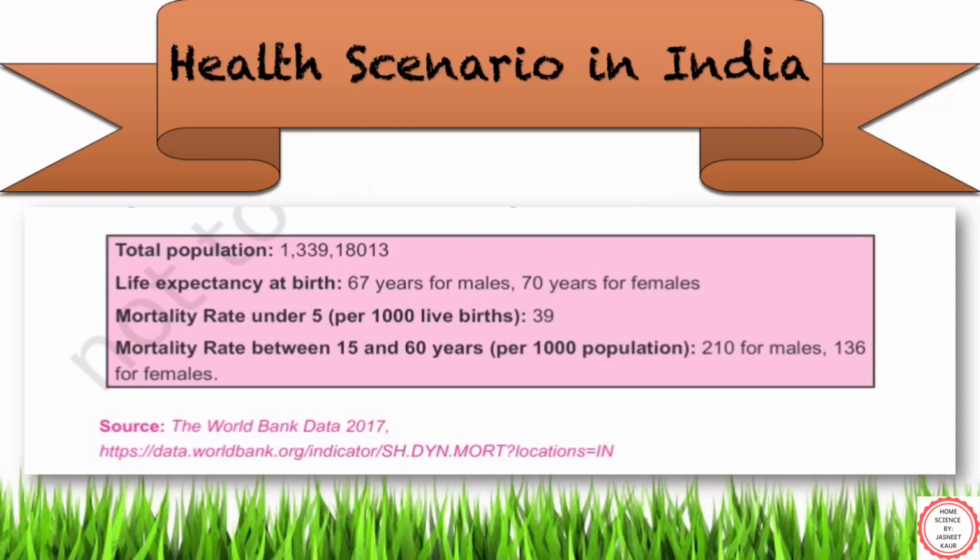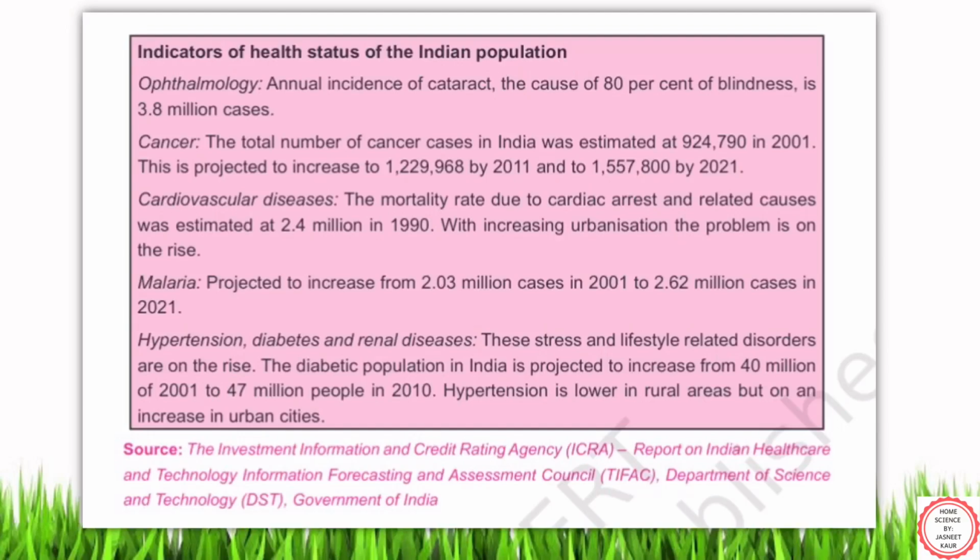And similarly, the death rate for the older age group between 15 to 60 years, out of 1000 males, 210 and 136 females used to die. This table particularly talks about the health status of the Indian population in different fields, like in the ophthalmology field, which talks about the condition of eyesight. Annual incidences of cataract, in Hindi also known as Motiyabind, which causes 80% of blindness, was 3.8 million cases.